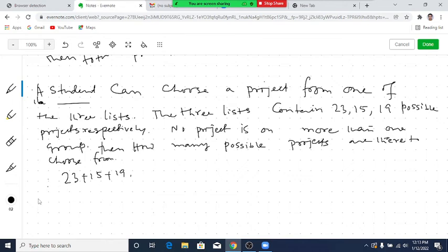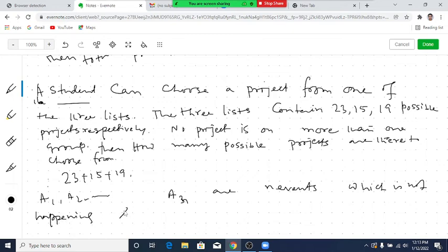So in that way we can generalize the sum rule. Say for example A1, A2, A3 or say AN are events which are not happening simultaneously, and there are N1, N2 and NN options respectively.